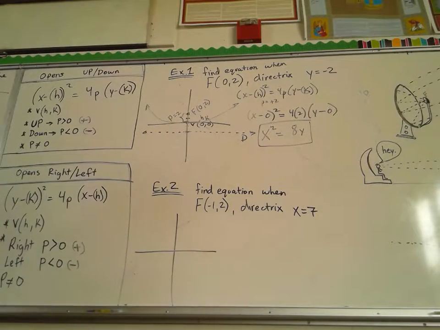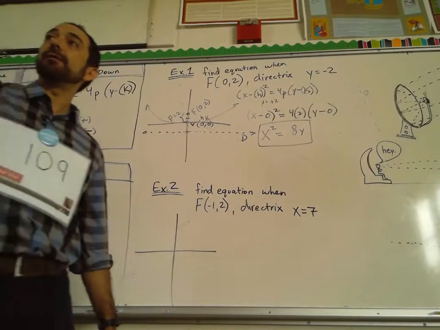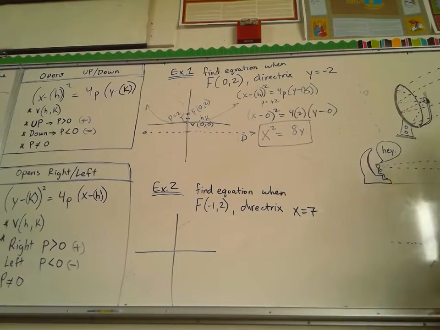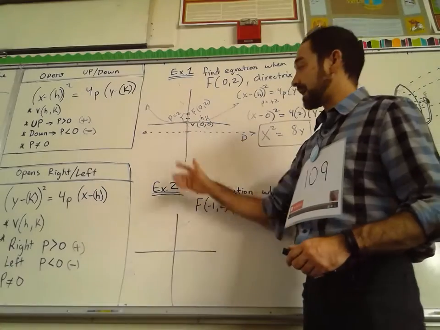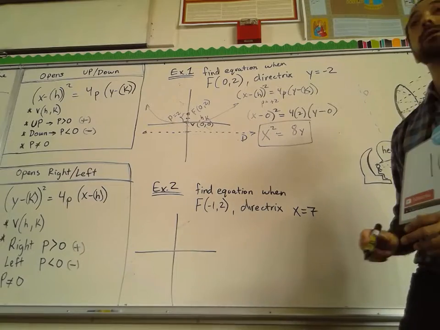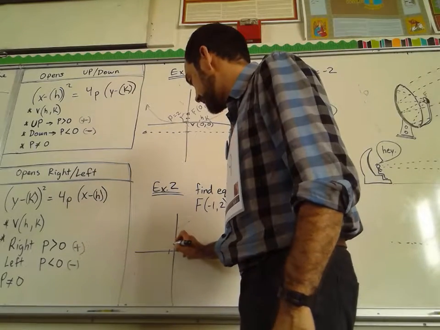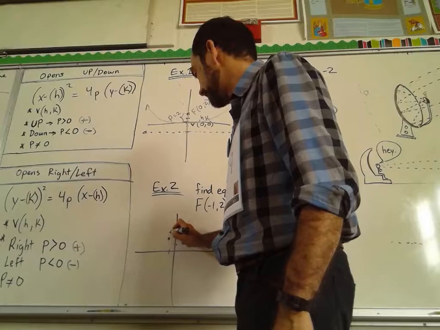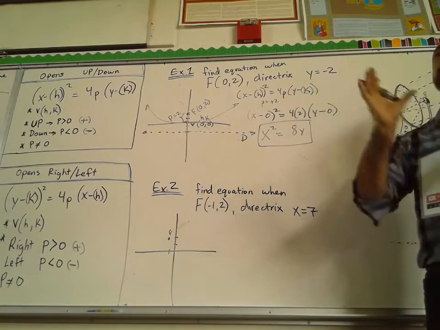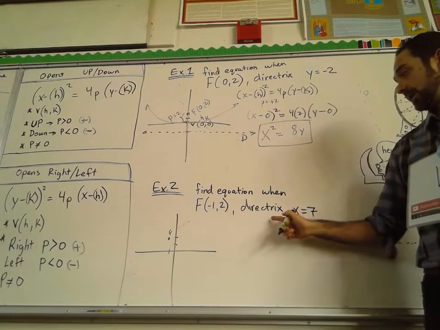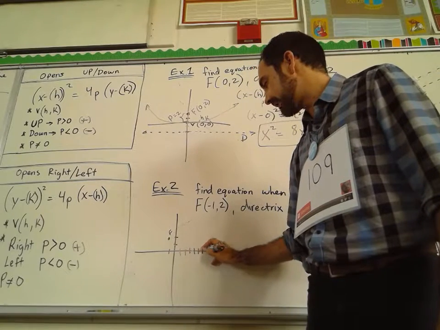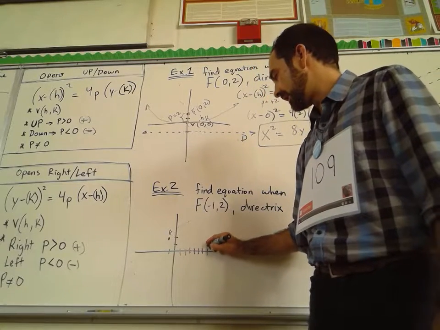Let's look at example 2. After you see the steps, really focus right here. We've got 4 more minutes. The first step is to graph what they give us. Find the equation when the focus is (-1, 2). -1 for x, 2 for y. That's my focus. Then I look to see where the directrix is, because that's going to tell me if it faces up, down, left, or right. The directrix is x = 7. Watch this: 1, 2, 3, 4, 5, 6, 7. Here's 7, and there is my directrix.